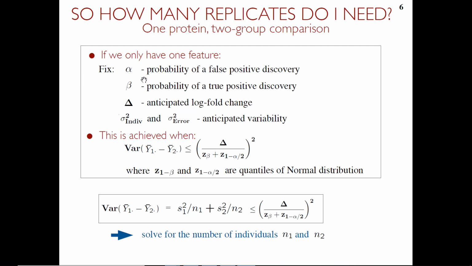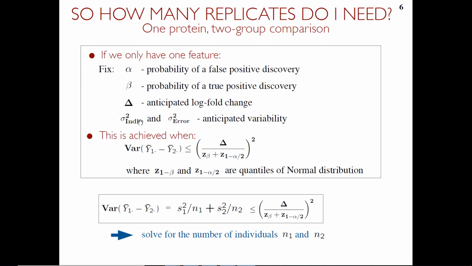And so what we will do, we'll fix the probability of a false positive discovery, so we will fix alpha. We'll also fix beta, so I see now I have a mismatch in my notation. So we fix the probability of the true positive discovery as well. I would fix the anticipated fold change. And these three things are easy to fix just culturally, like what is the standard in the literature, right? What is standard in terms of fold change, what is the minimum fold change that you're interested in, and so on. And then the difficulty is those two errors.